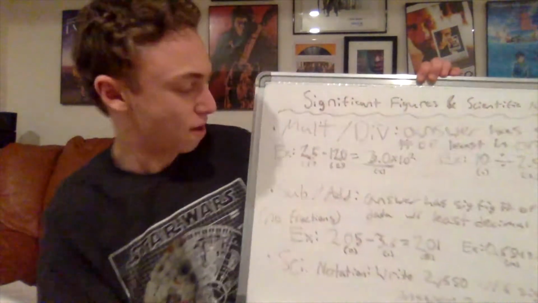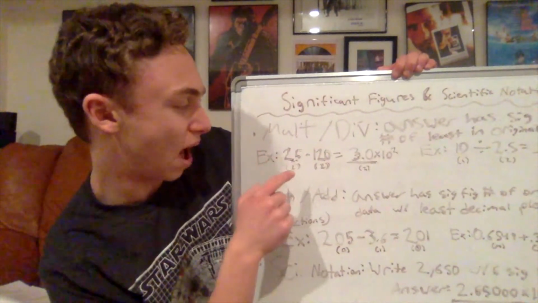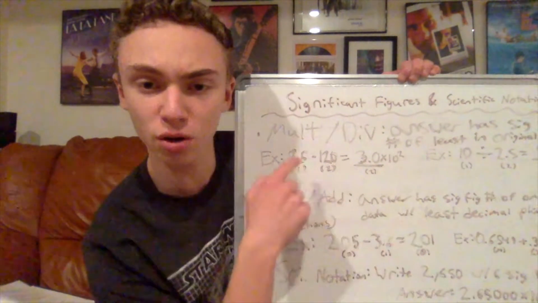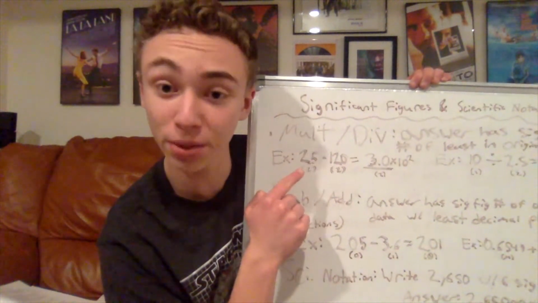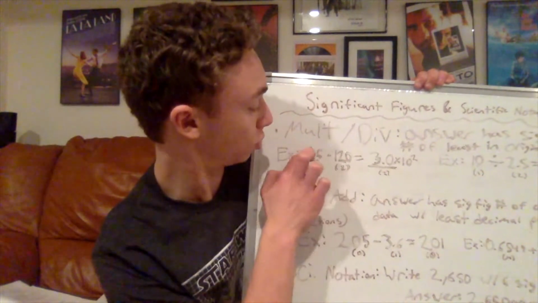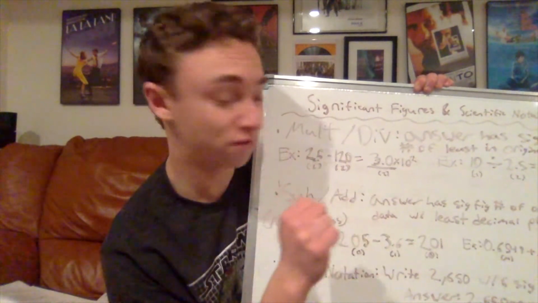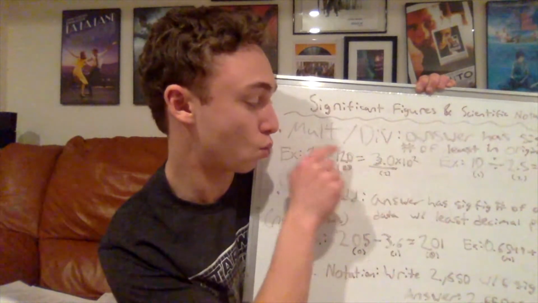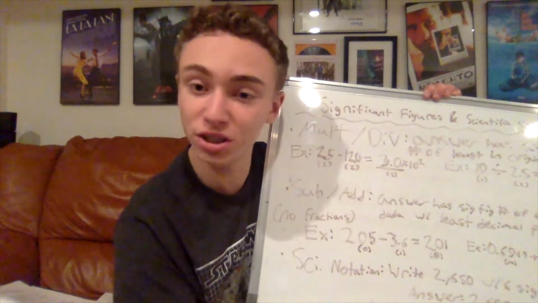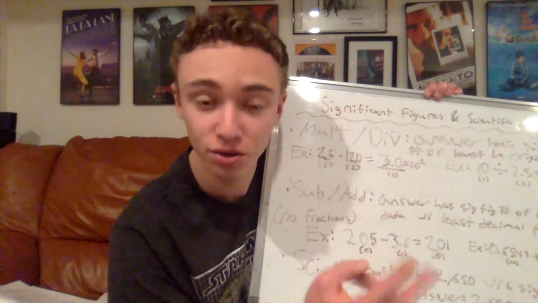So let's say we have 2.5 times 120. So 2.5 has how many? 2 significant figures. 2 and 5. 120 has how many? 2 significant figures. 0 doesn't count, so 2 and 1. So the answer is going to have 2 significant figures.